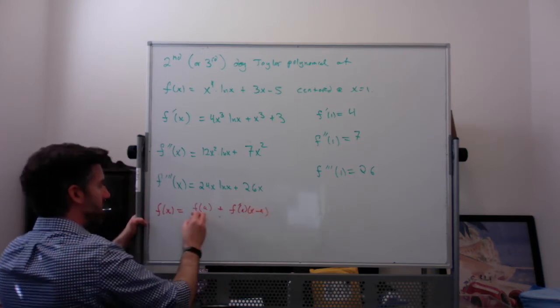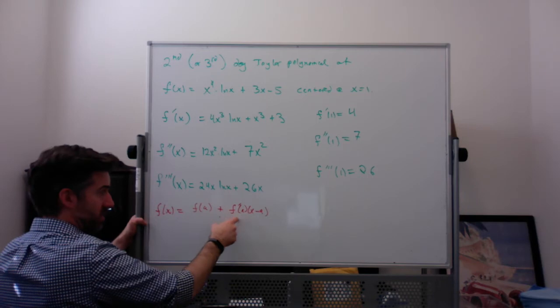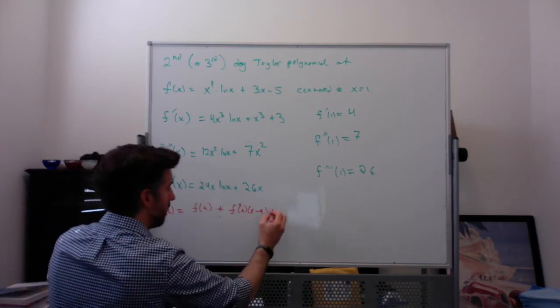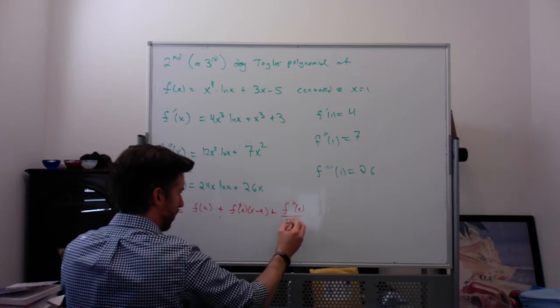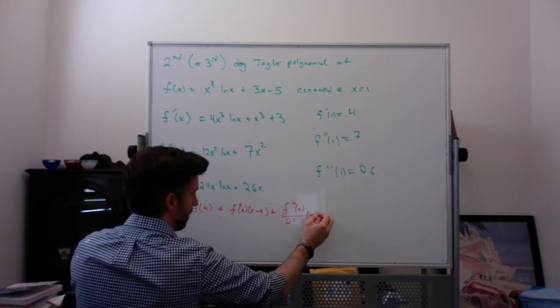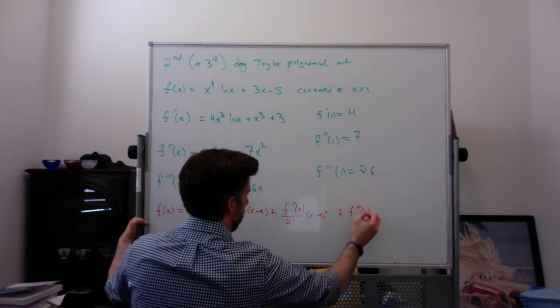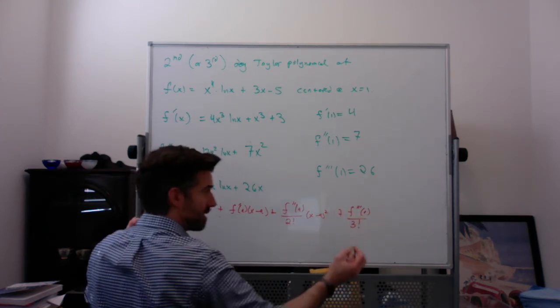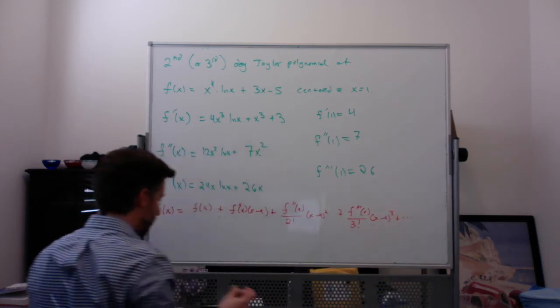By the way, look, here's the linearization formula. It's the same as the first degree Taylor polynomial. And then the next term is f double prime of a over 2 factorial, which is just 2, times x minus a squared. And then the next term is f triple prime of a over 3 factorial, which is 6, times x minus a cubed. And it just keeps going on and on and on.